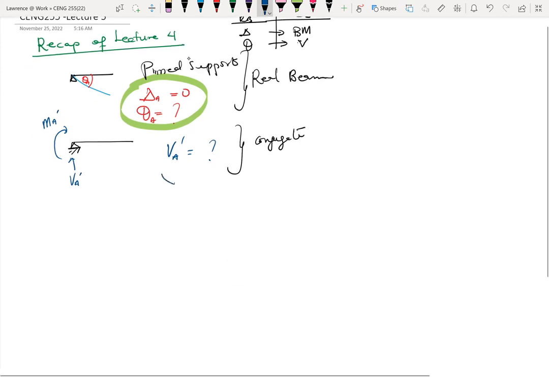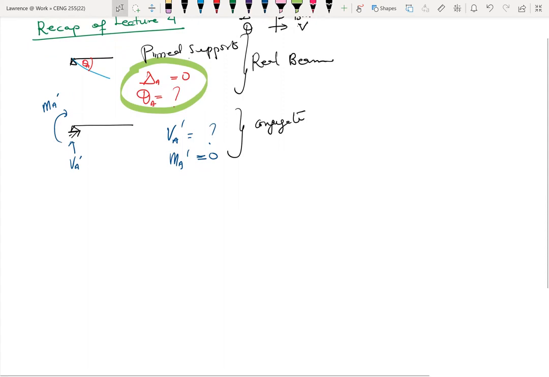But the moment at a pin support, MA, is 0, because a pin support has no resistance to rotation. So we can compare the two, and then we say, okay, the moment which is 0 is the same as the deflection which is 0 in the real beam. And then the shear which has a value will be the same as the rotation or the slope in A, which also has a value. So that's the idea of the conjugate beam.